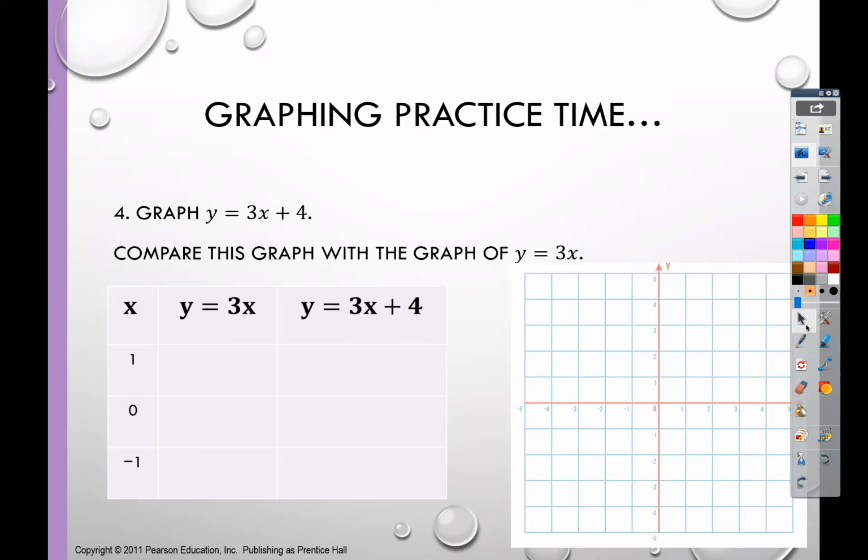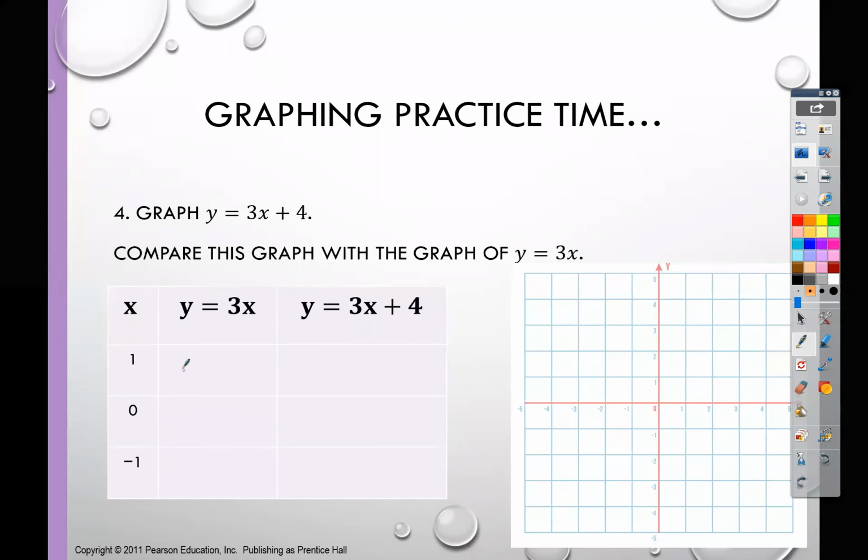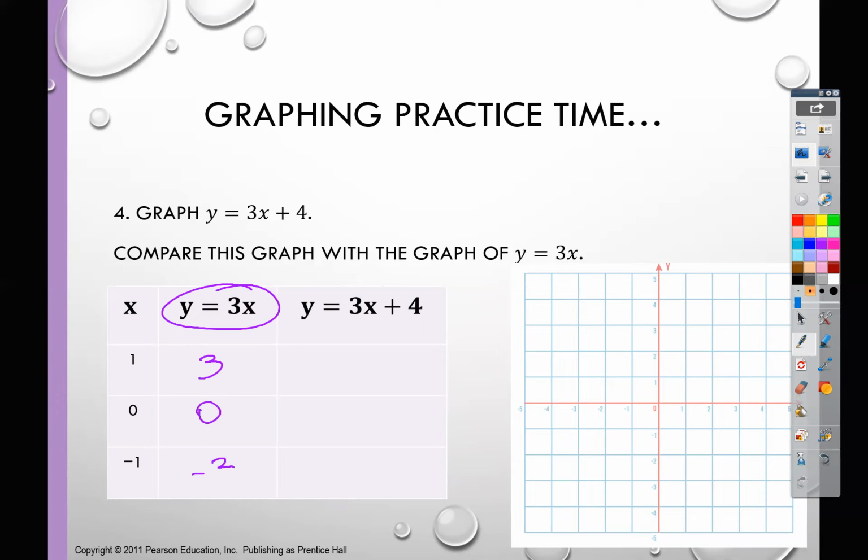All right. So we are going to graph and compare the two graphs, okay? So if I plug in a 1 for x, what would my y be? If I plugged it in this equation right here, my y would equal 3 times 1, so 3. 3 times 0 is 0. 3 times -1 is -3. Now, on this one, all I'm doing is taking those numbers and adding 4. So 3 plus 4 is 7, 4 and 1.